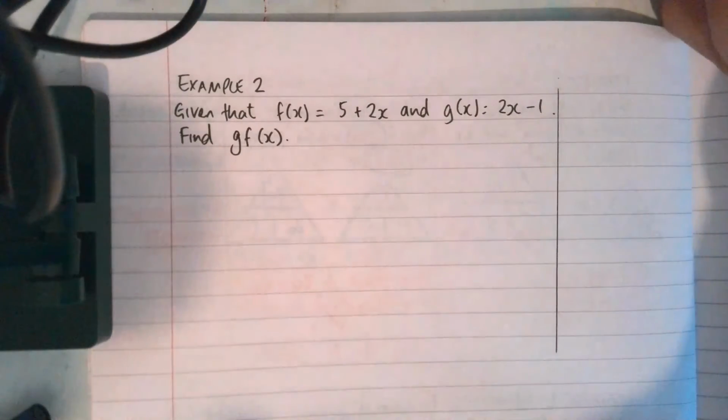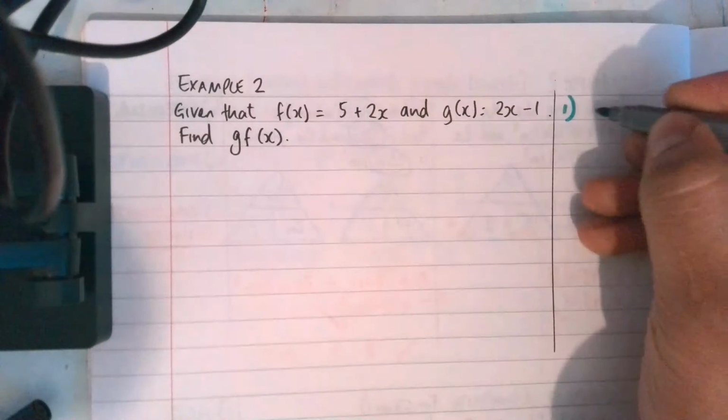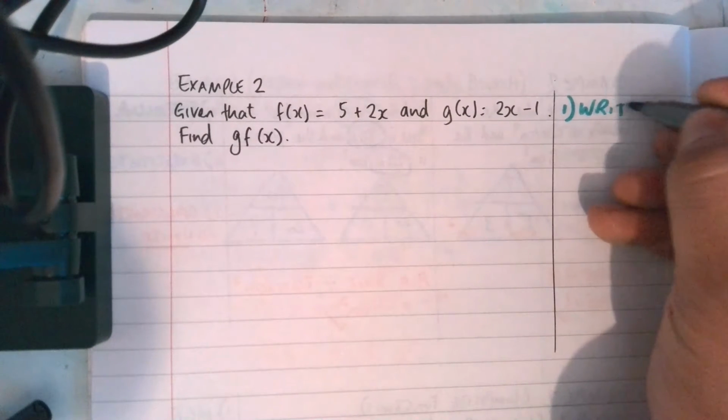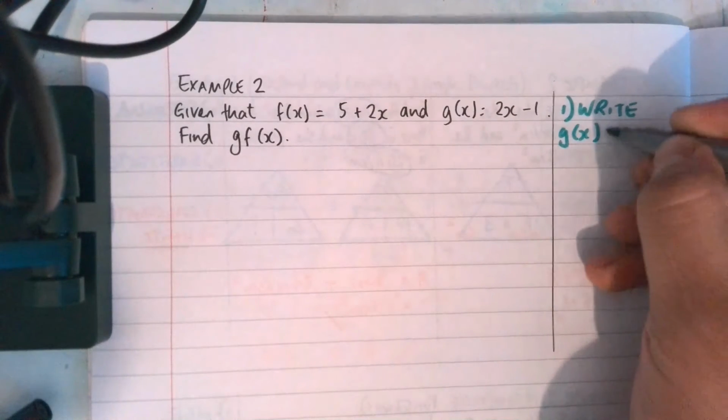We're going to do another example of composite functions. The question says, given that f(x) equals 5 plus 2x and g(x) equals 2x minus 1, find gf of x. This time we're substituting f into function g. Remember, composite functions is just substitution with algebra.